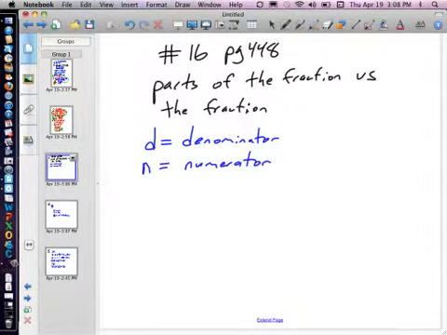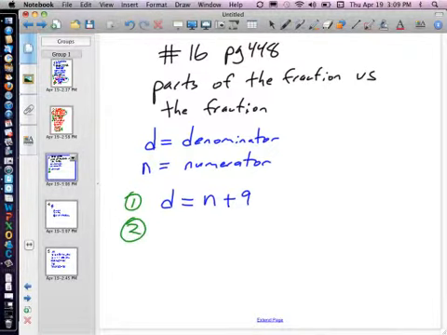It says the denominator of a fraction is 9 more than the numerator. 9 more than the numerator. That's equation 1, real easy. We have not once talked about the value of the fraction, so therefore we have no fraction in our equation. Okay, and the next statement, I think we're going to talk about the value of the fraction here.